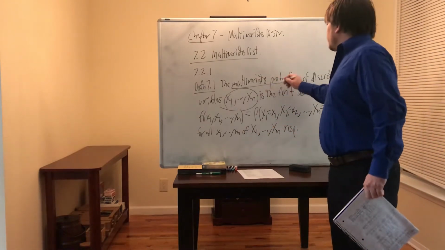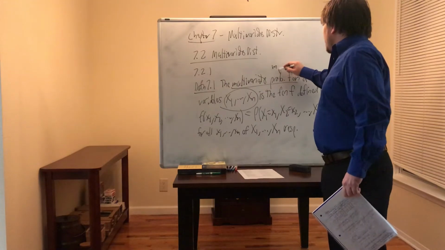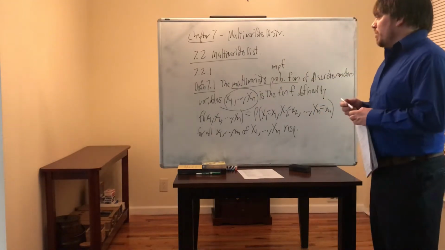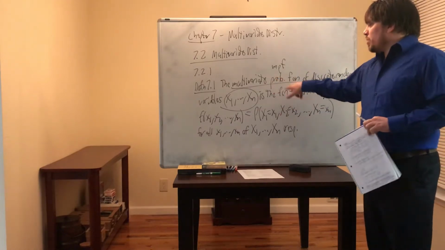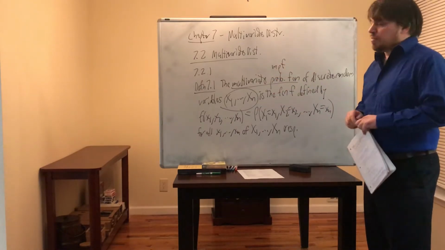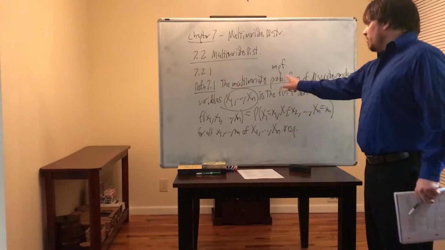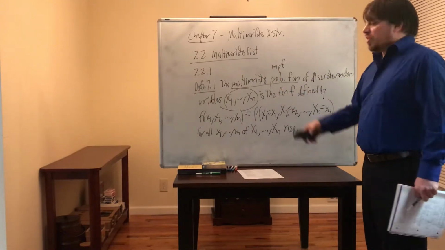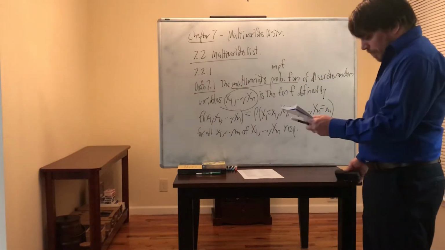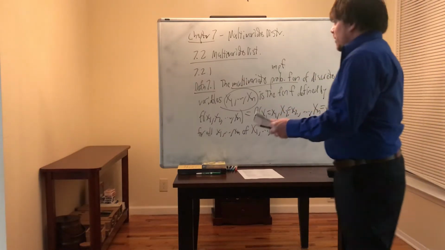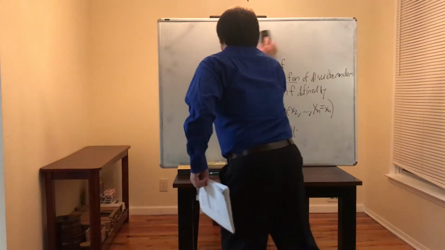I'll abbreviate multivariate probability functions by MPF. MPF will be the abbreviation for multivariate probability function. If they add more words in between, I might add another letter, but I'll tell you about that later. Right now, by MPF, I'll mean those words. So let's keep going. That's the definition of a multivariate probability function.